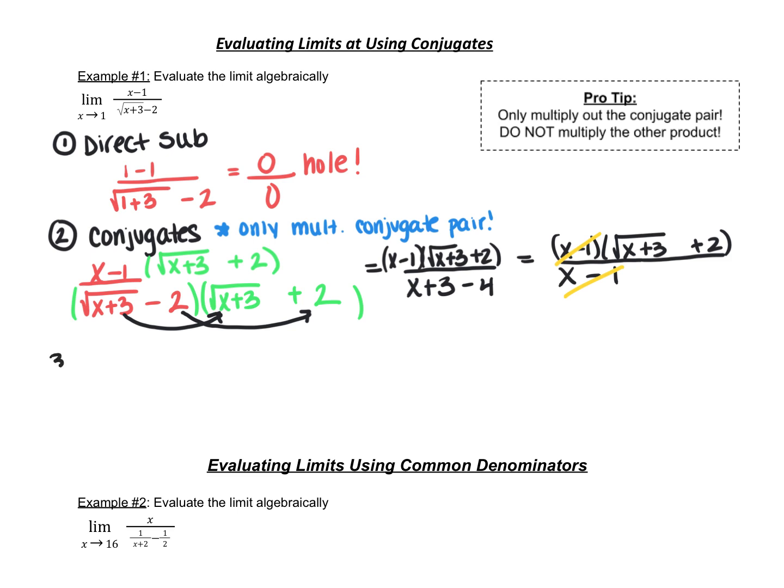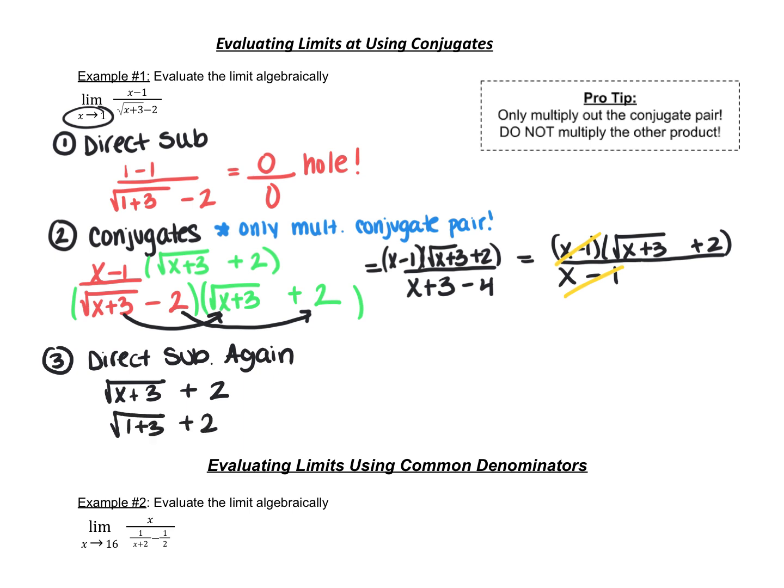Step 3 is try direct substitution again. So we're going to plug it into the expression that's left, x plus 3 in the radical plus 2. So I'm plugging in x equals 1. So radical 1 plus 3 plus 2. We see this as the square root of 4 plus 2. So 2 plus 2, final answer here is 4.